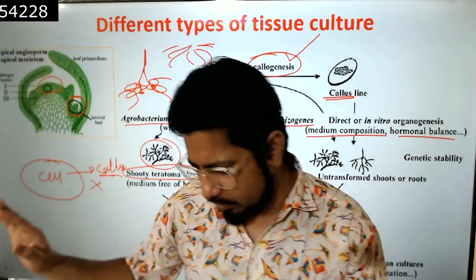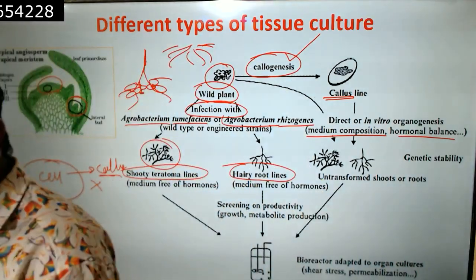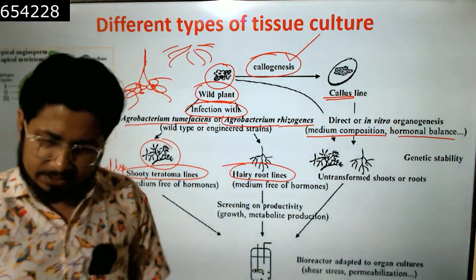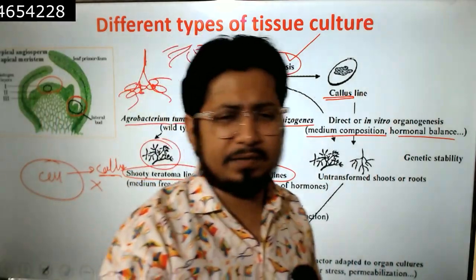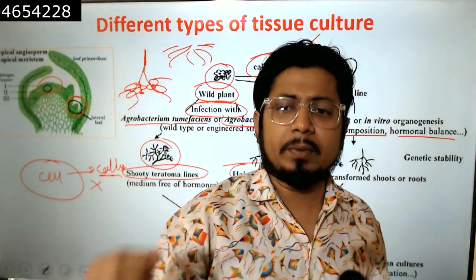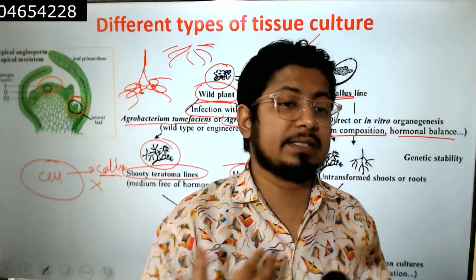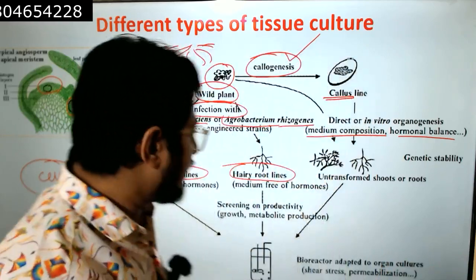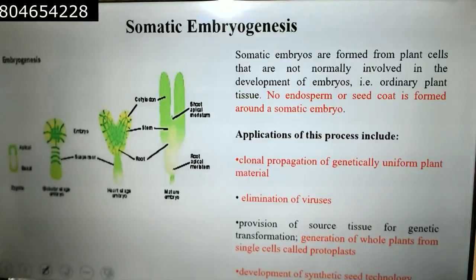Now based on that we have shoot tip culture, root tip culture, callus culture, anther culture. There are different modes of culture. But what we need to understand for CSIR NET, where CSIR asks many questions every single year, is somatic embryogenesis.